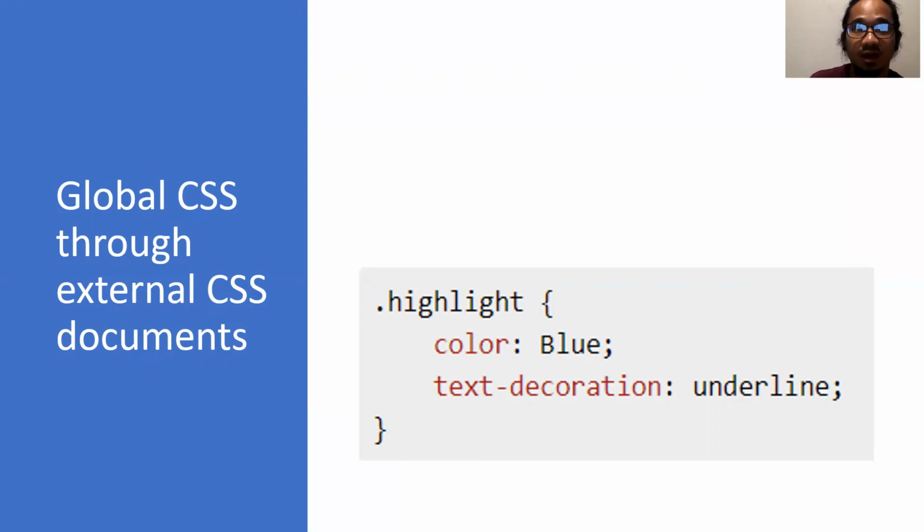If we reuse the example from the style block part, we can then move the highlight rule to a new file and save it under an appropriate name.